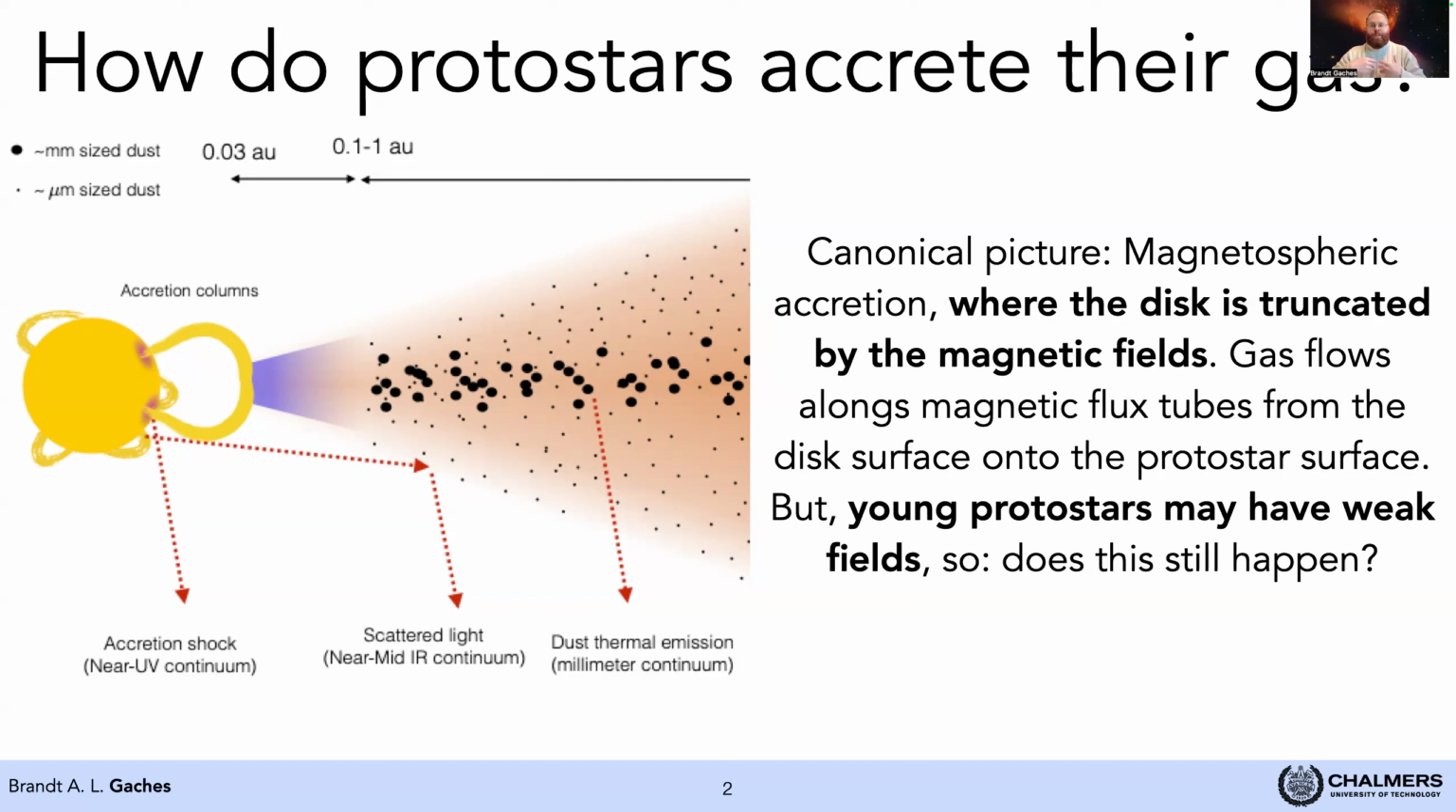But unfortunately, if you go looking for the magnetic field of a protostar, there's a degeneracy between weak and unmagnetized, because eventually you don't get your signal anymore, and so you end up not being able to constrain below a certain limit. So we wanted to ask the question: does magnetospheric accretion still occur in these phases? Or really, what is the actual mode of accretion as a function of the protostar's magnetic field?